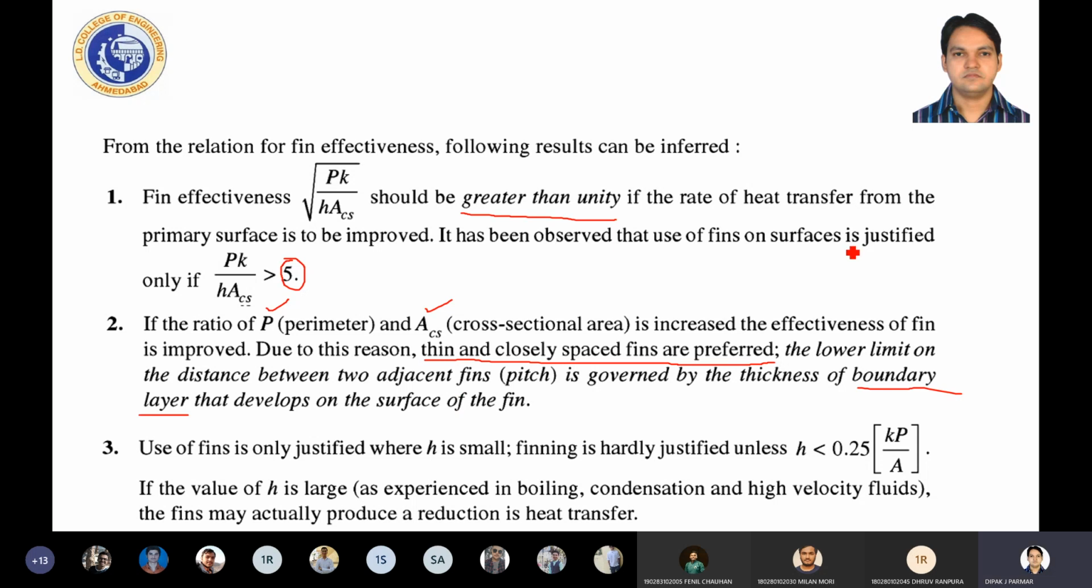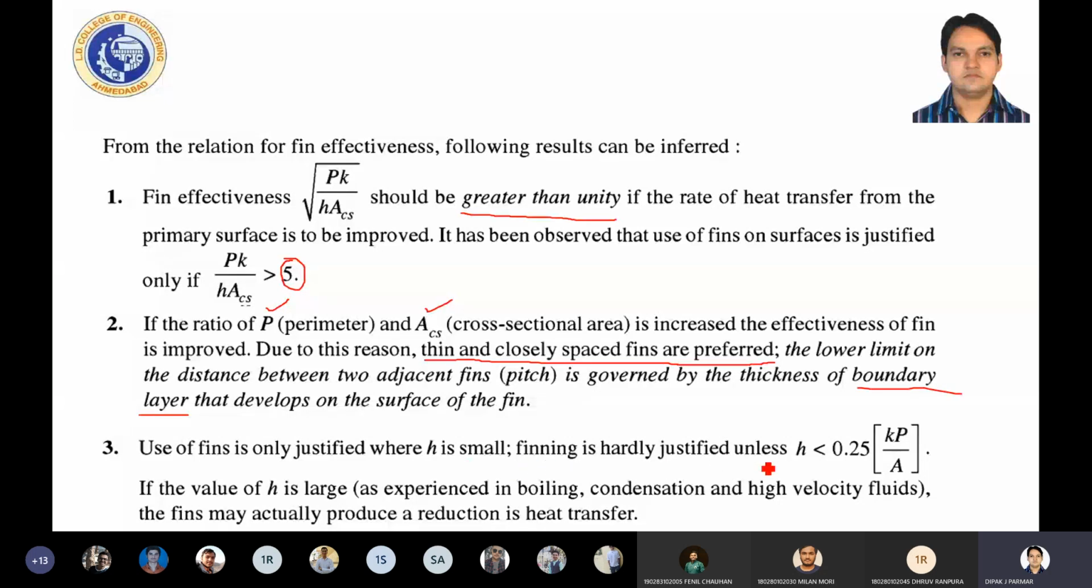Third is, the use of fins is only justified where h is small. Means if you already have a forced convection mechanism, then there will not be as much necessity of increasing the area to get the heat transfer effects. If your convection heat transfer happens forcefully, your h value will be very high, and as your h is high, your heat transfer rate will be higher only, right? So that is why it is mentioned the use of fin is only justified where h is small.